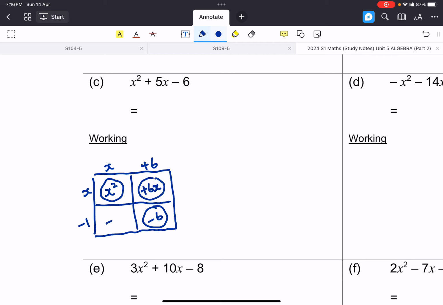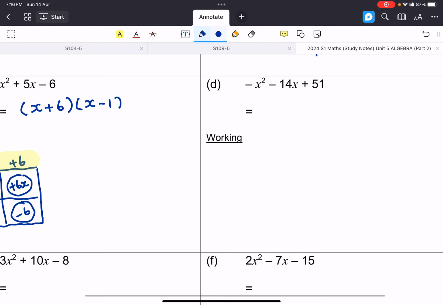This portion here will be negative x. And positive 6x, negative x give me 5x. Hey, it works, right? So the combination will be here as well as here, right? So from here, we can just write down x plus 6 multiplied by x minus 1. Okay, so it works.